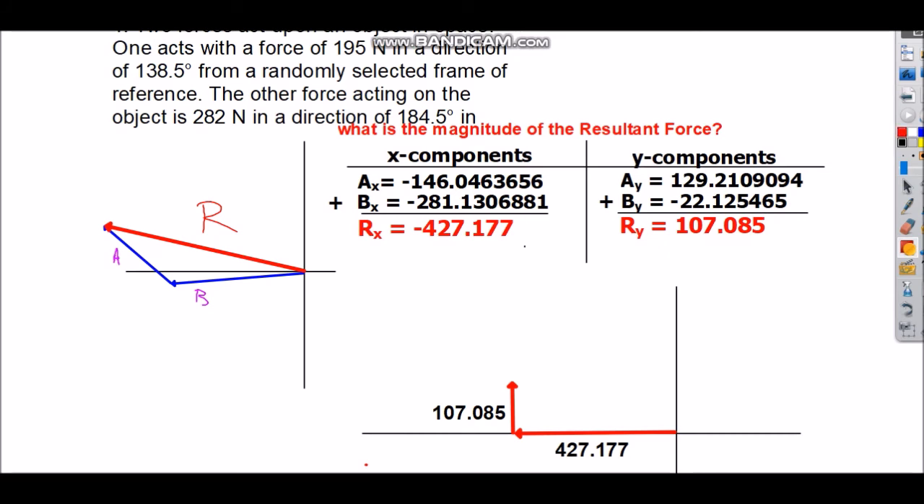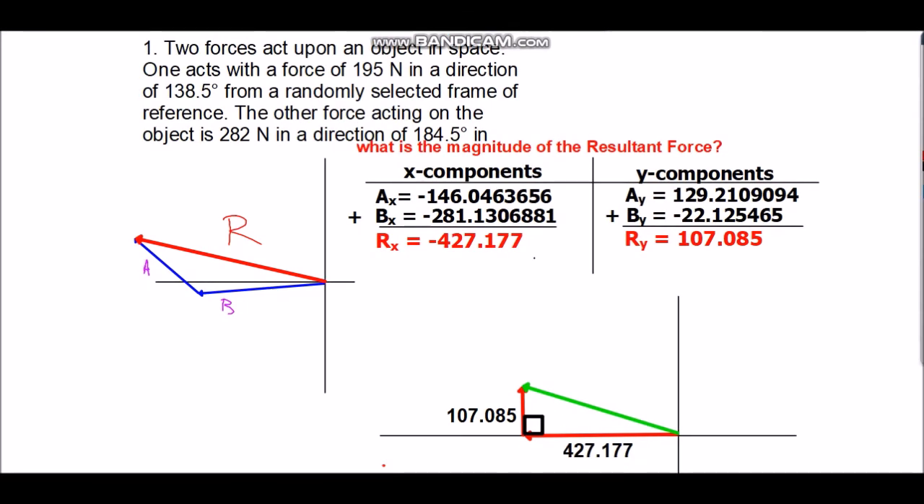form a right triangle. So I know that this is a right angle that these two form. And therefore, when it's time for me to put in my resultant, now that I know my x component and my y component, I'll do this in a green vector here, I know that it is the hypotenuse of a right triangle. And so that's pretty easy to solve the magnitude, because the Pythagorean theorem says that the magnitude of my resultant, which is right there, R, equals the square root of 107.085 squared plus 427.177 squared.